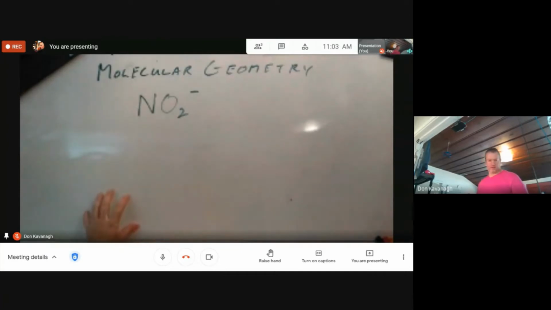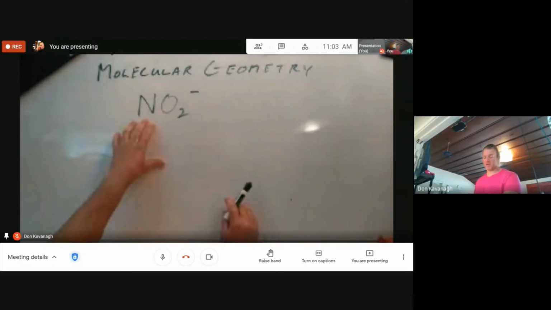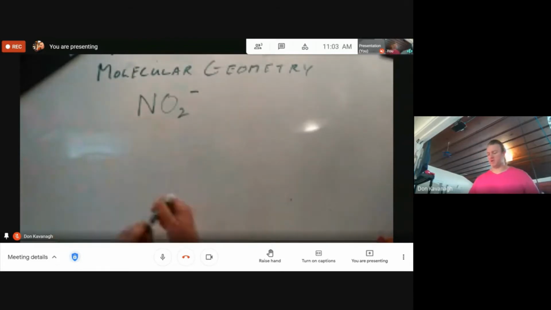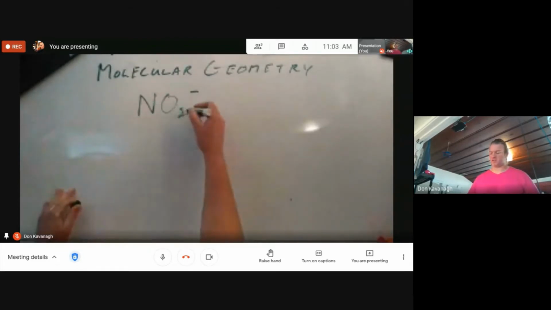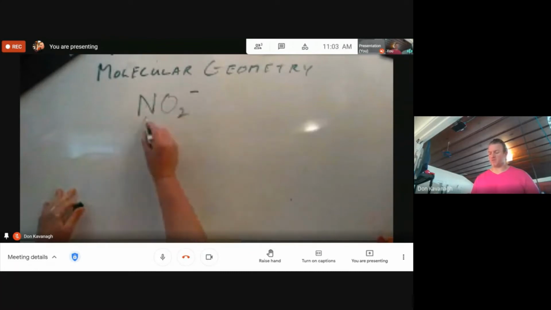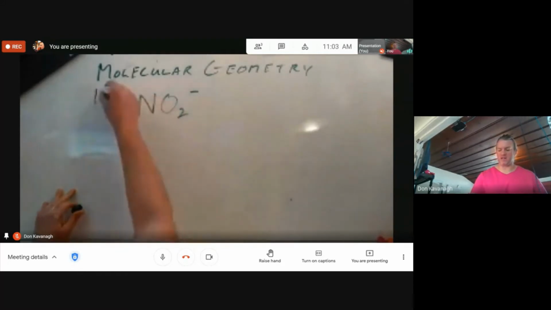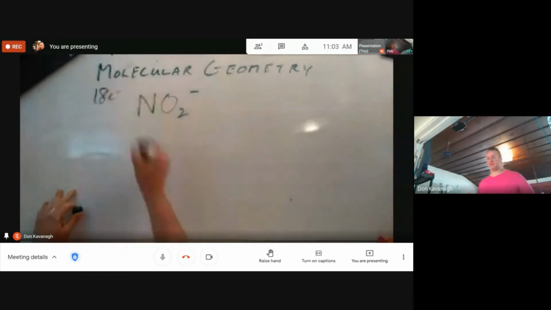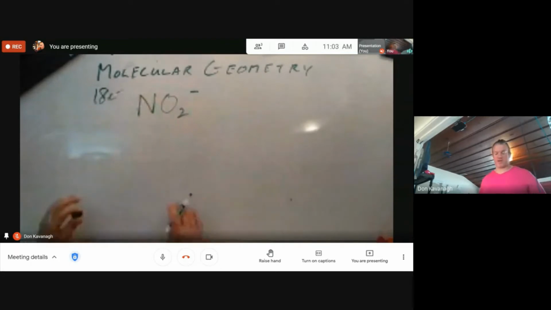Let's draw the Lewis dot structure for NO2 with a negative charge and determine the molecular geometry of that small molecule right there. Getting our total electron count from the valence electrons, nitrogen brings 5 to the table, oxygen each brings 6, so that's 5 plus 12, 17, and we have a negative charge. So that means that there are 18 electrons total in this Lewis dot structure.